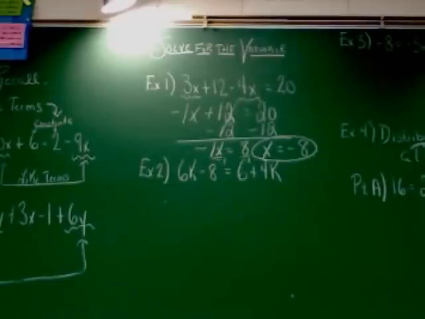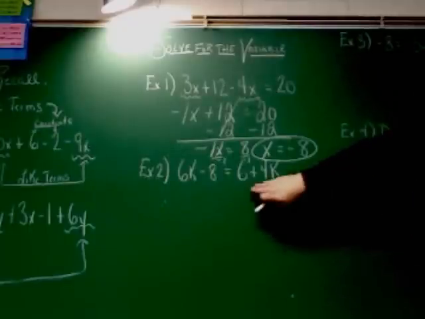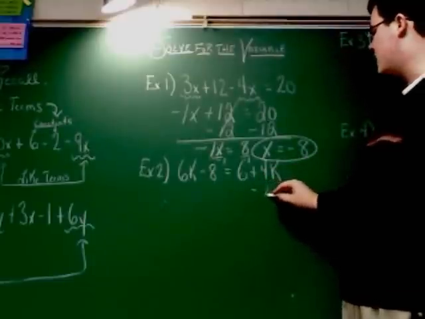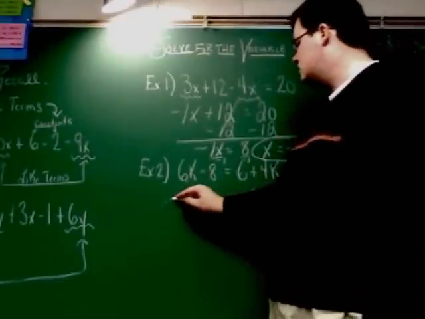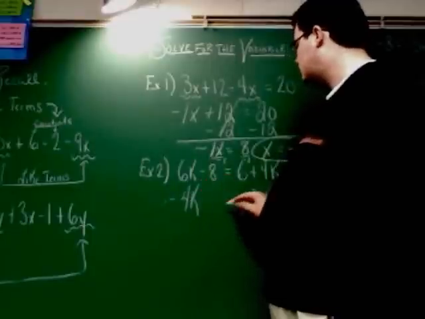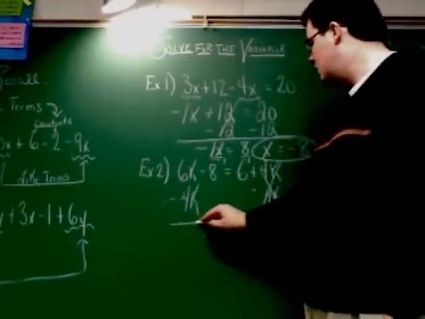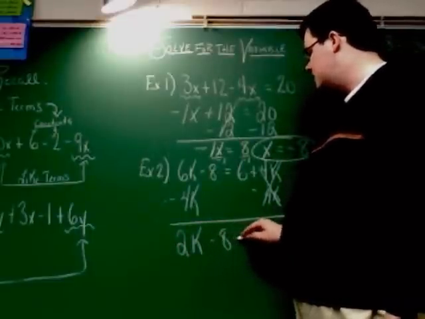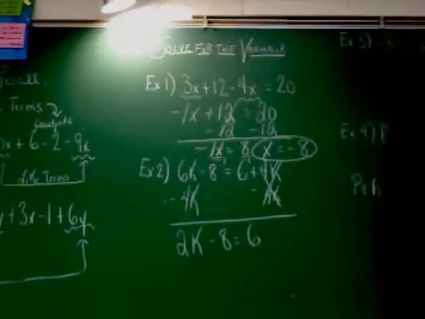So 6k is already over there, but 4k isn't. How am I going to get 4k over to the left side? It's got to be a subtract. There's already a plus sign in front of the 4k. You have to do the opposite because it's going to the opposite side. I'm subtracting 4k from both sides. So do that, and I have 2k minus 8 equals 6.